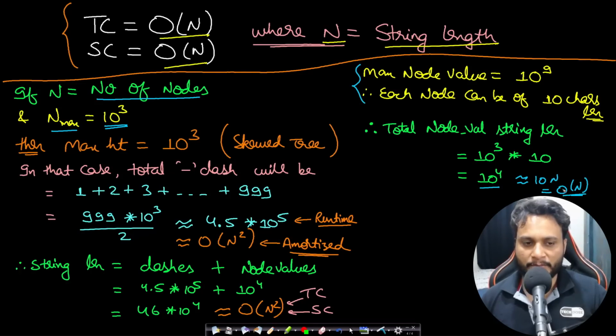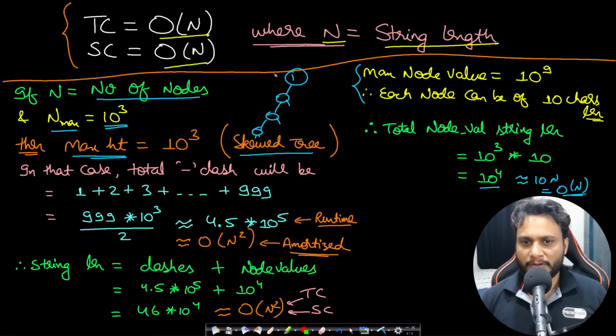in the amortized complexity. Now if you look at the height of the tree that you can have, then the tree can be a skewed tree. Like all the values can be something like this, right? It will be something like a linked list. So in that case, the first node will be having 1 dash, second node will be having 2 dashes, third node will be having 3 dashes, and so on. The last node will be having 10 to the power 3 dashes, or you can say n dashes.